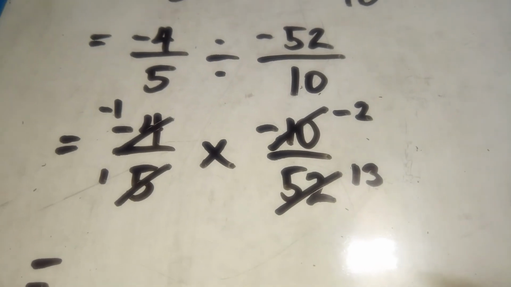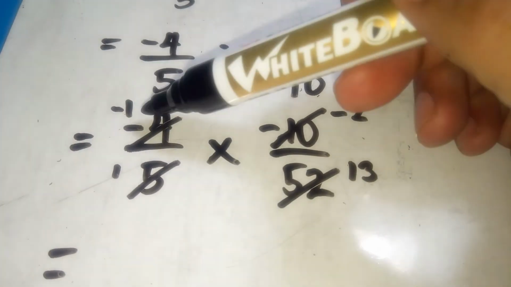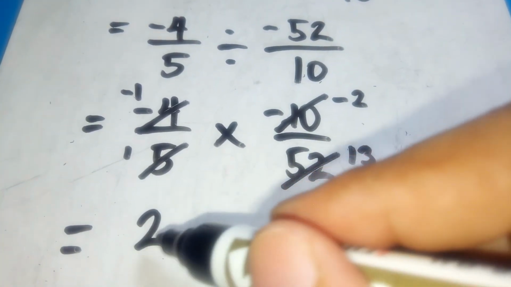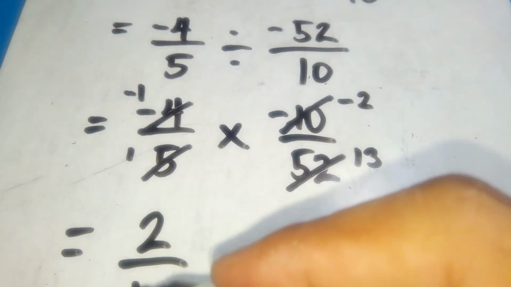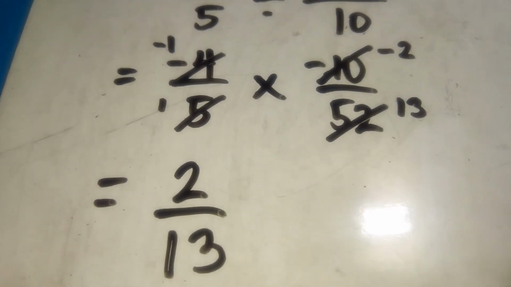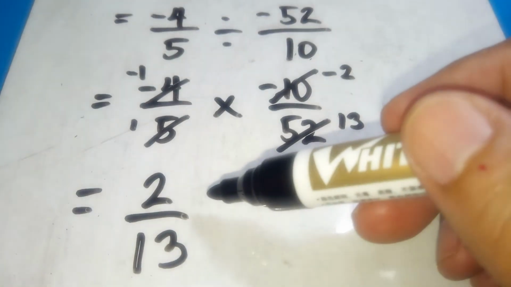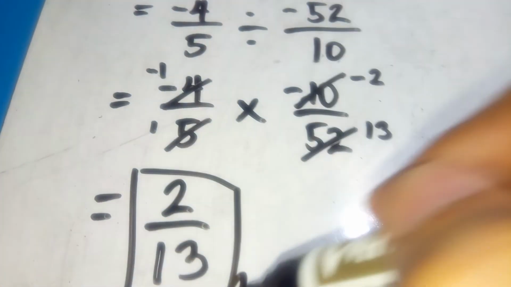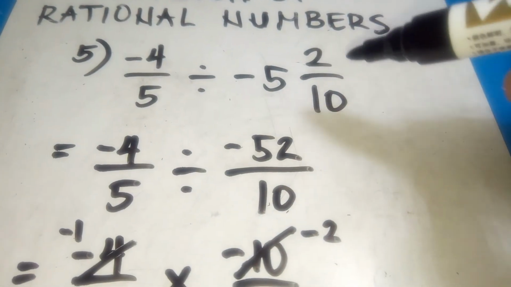Let's multiply the remaining factors. Negative 1 times negative 2 is positive 2, over the product of 1 and 13, so that's 13. So that's 2 over 13. This will be the quotient of negative 4/5 and negative 5 and 2/10.